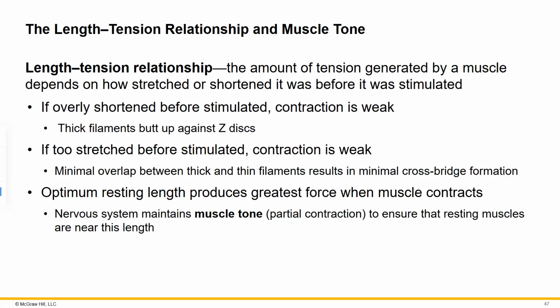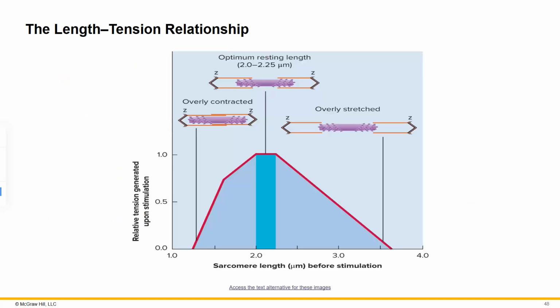Minimal overlap between thick and thin filaments results in minimal cross-bridge formation. The optimum resting length produces the greatest force when the muscle contracts. The nervous system maintains muscle tone, or partial contraction, to ensure that resting muscles are near this length. So here you can see overly stretched, they don't really overlap that much, so that's a problem. Overly contracted, you can't really contract it anymore. This is your optimum resting length.